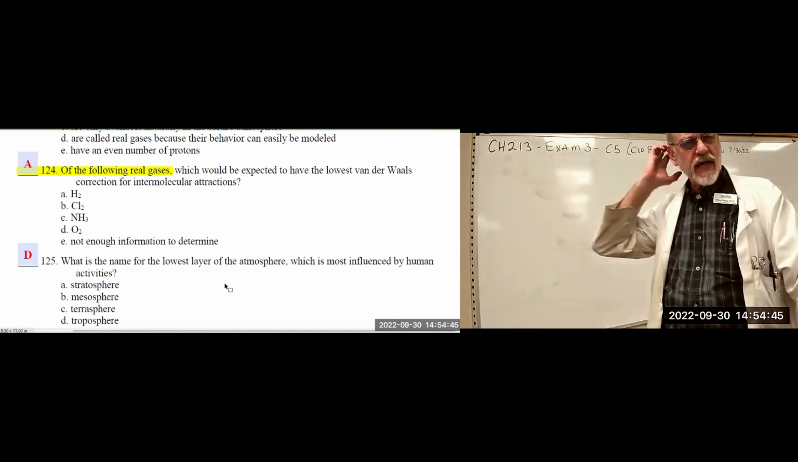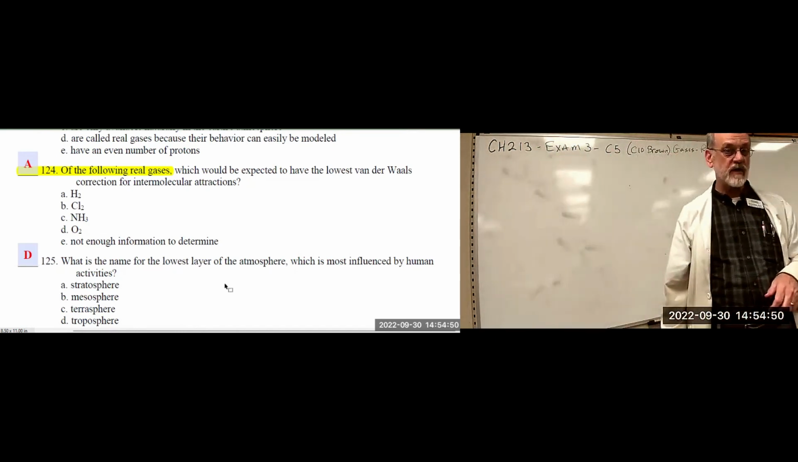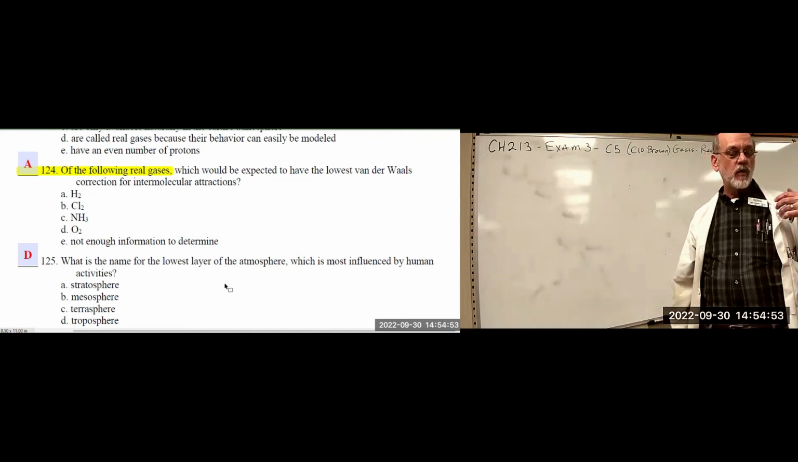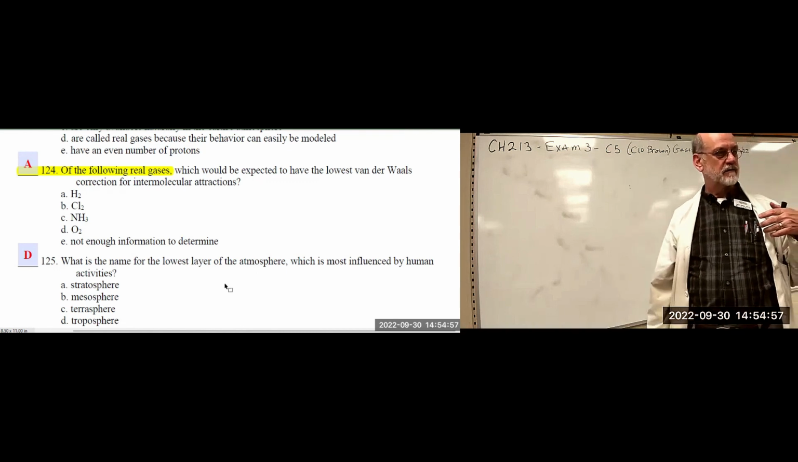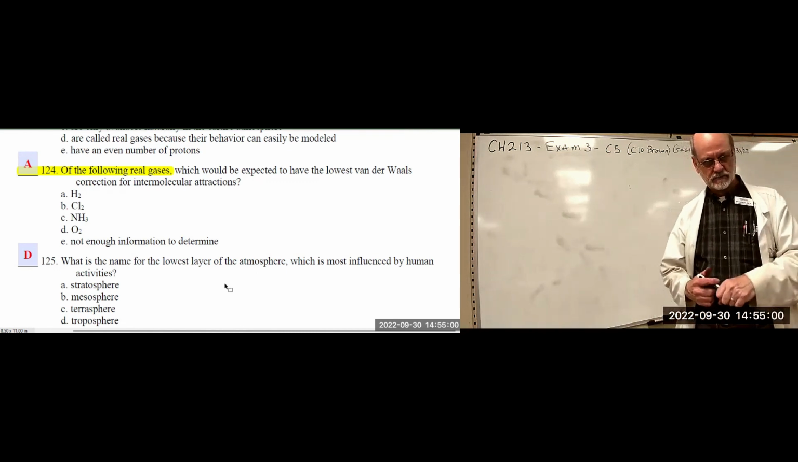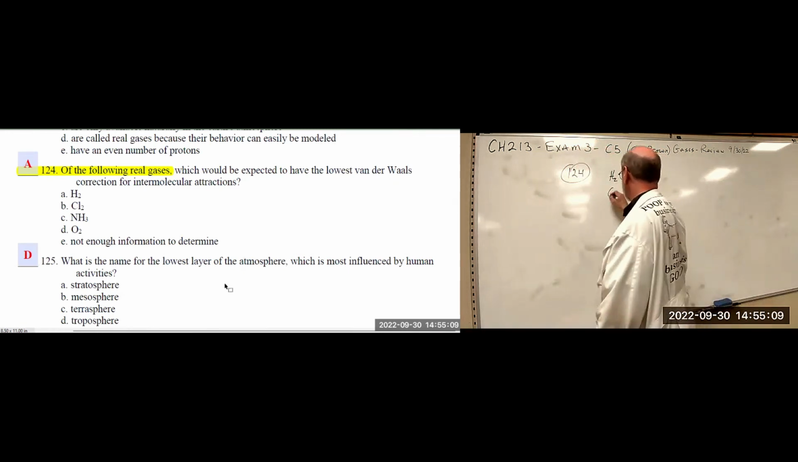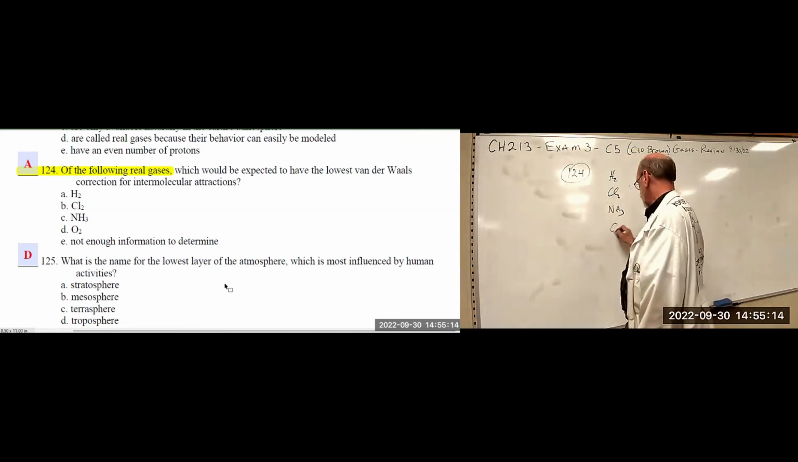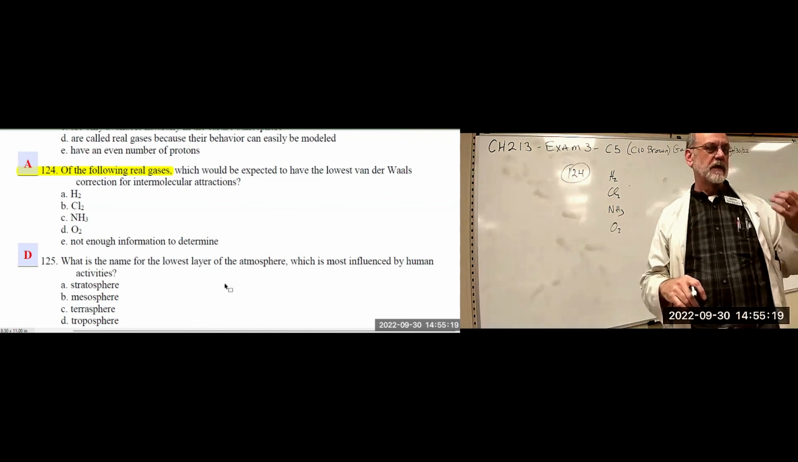Of all the following real gases, which would be expected to have the lowest van der Waals correction for intermolecular attractions? In other words, which ones are less likely to attract their neighbors? We've got hydrogen gas, chlorine, ammonia, and oxygen. Okay, which ones are least likely to attract one another?